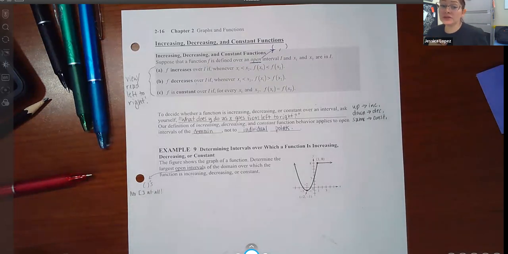But when you're doing increasing, decreasing, and constant intervals, they always have to have parentheses. That's very important because the computer will count you wrong if you put brackets when they're asking you for intervals of increasing, decreasing, or constant. Domain and range, put the brackets where they belong. But for intervals of increasing, decreasing, and constant, no brackets whatsoever. Okay.